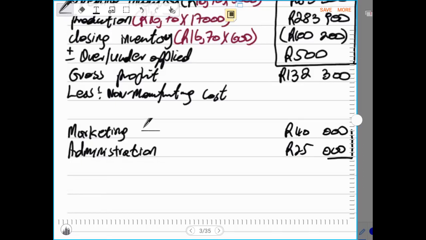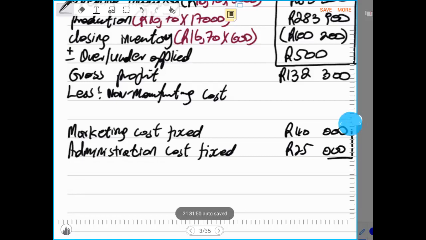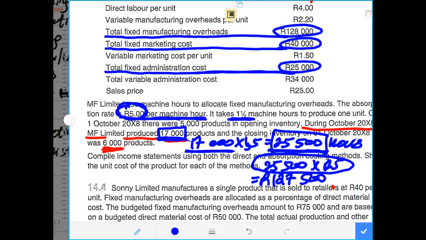Fixed marketing cost, which is the fixed one. Administration cost, which is the fixed one. Then we also look for all other non-manufacturing cost, and we did have other non-manufacturing cost. In addition to such, there was another non-manufacturing cost, which was variable marketing cost. This is variable. Remember, this has nothing to do with the manufacturing.